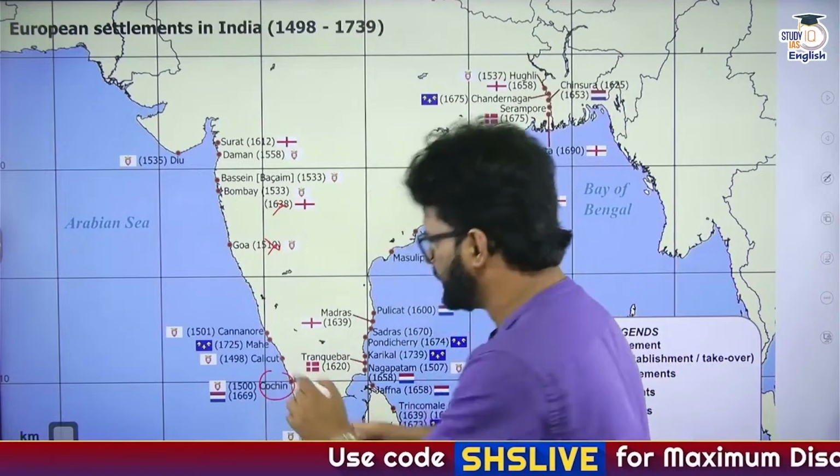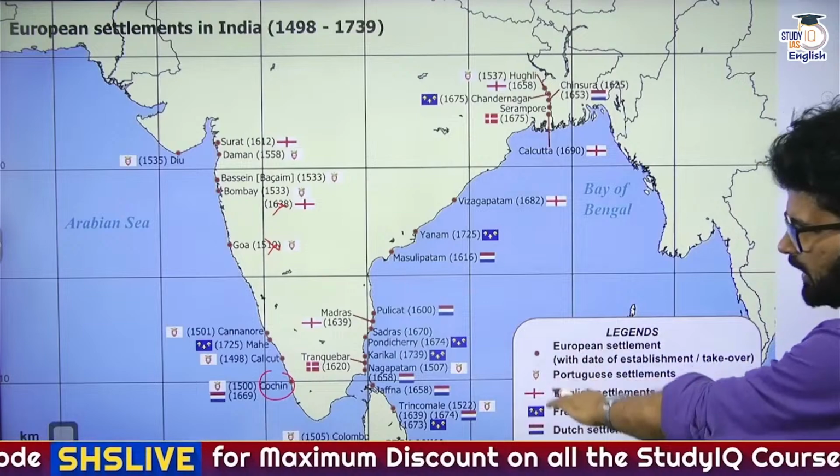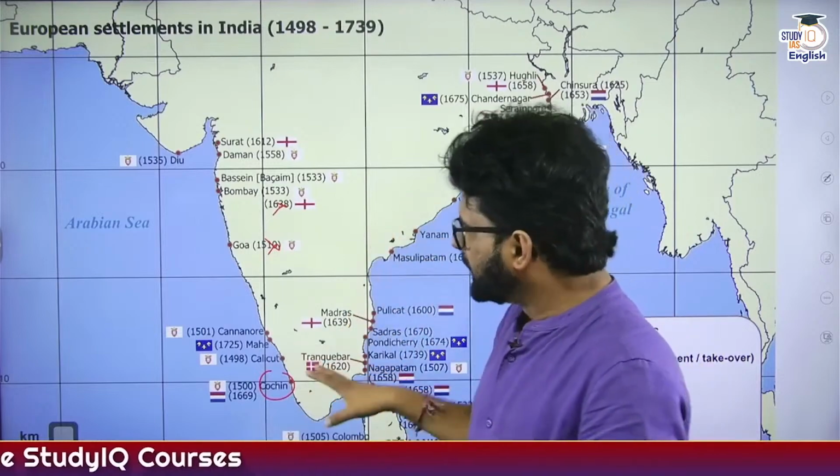Let's say Kochi we are saying. So Kochi is a Portuguese settlement, and here the symbol will tell you which kind of settlement we are talking about. Kochi was not established in, let's say, 1500, it was established in 1505, but it will give you an idea. Kannur, 1510. We'll talk about all these things.